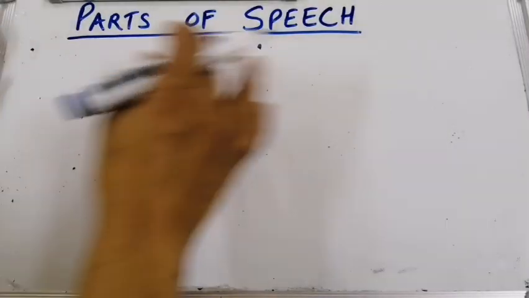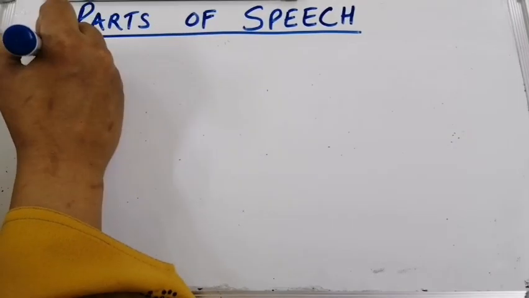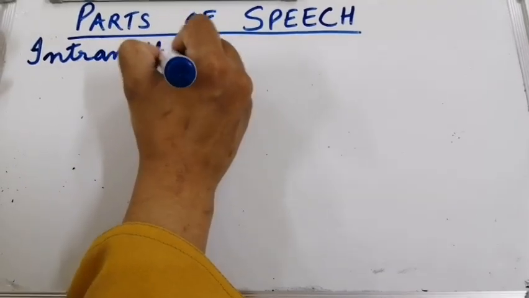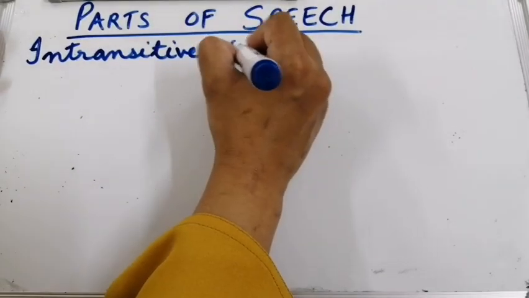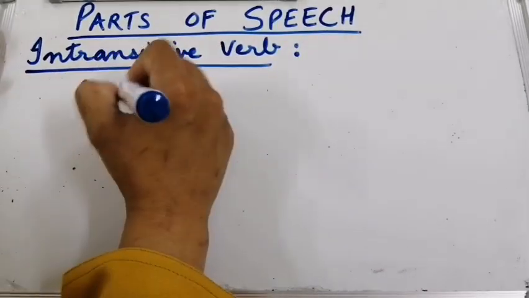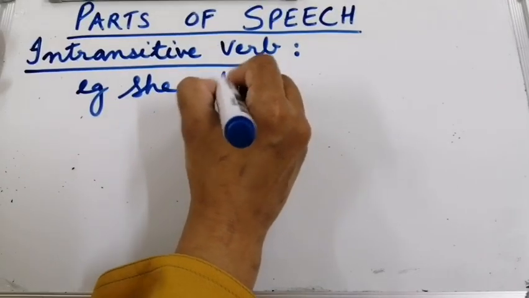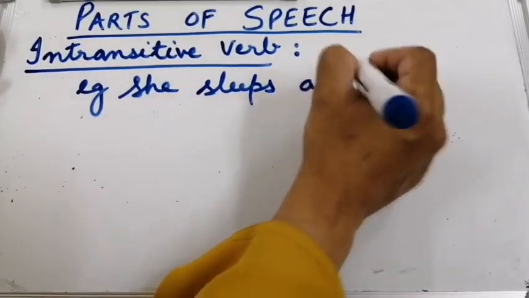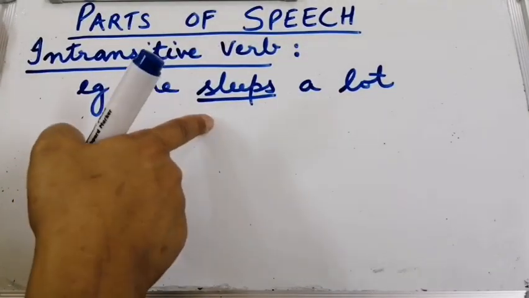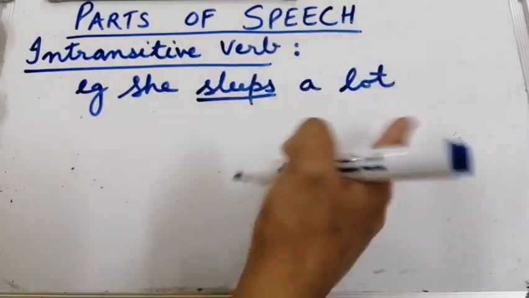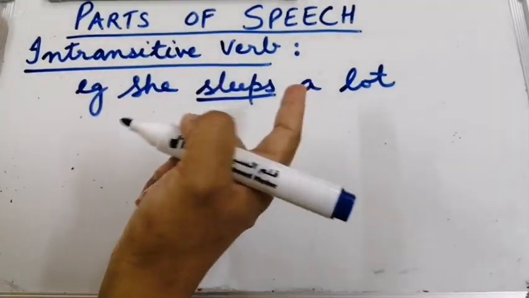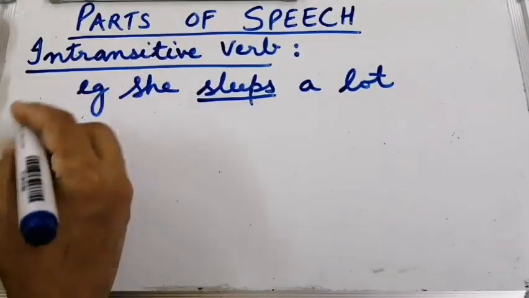Now I will write the definition of intransitive. Intransitive verb. It's very easy. Example, she sleeps a lot. Now sleeps here does not have an object. Because if you ask yourself, she sleeps what? You don't get an answer. A lot is not the answer. It does not make any sense. So there is no object. That is why sleeps is called intransitive verb.